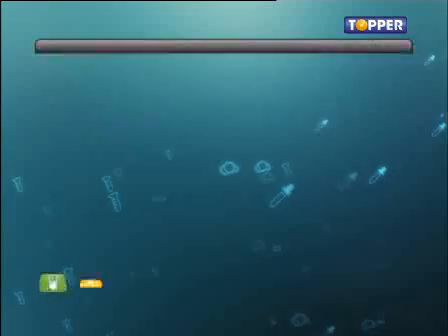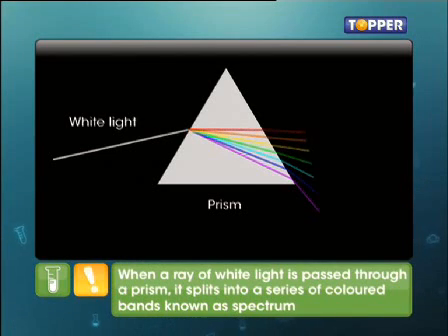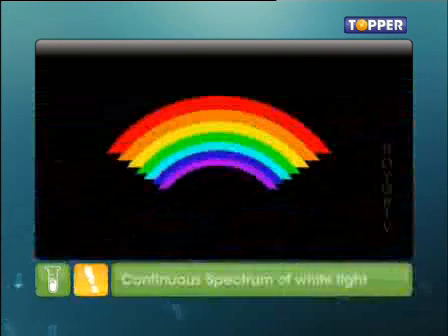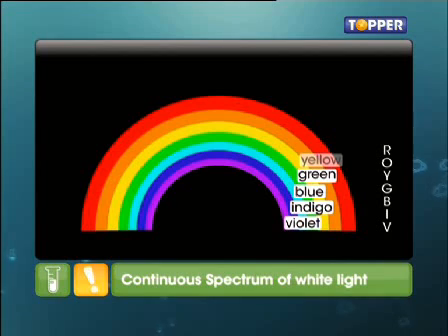A similar phenomenon can also be observed when white light is passed through a prism. When a white light is passed through a prism, it splits into a series of colored bands known as spectrum. The 7 colors included in the spectrum are violet, indigo, blue, green, yellow, orange and red, which are commonly known as Vibgyor.